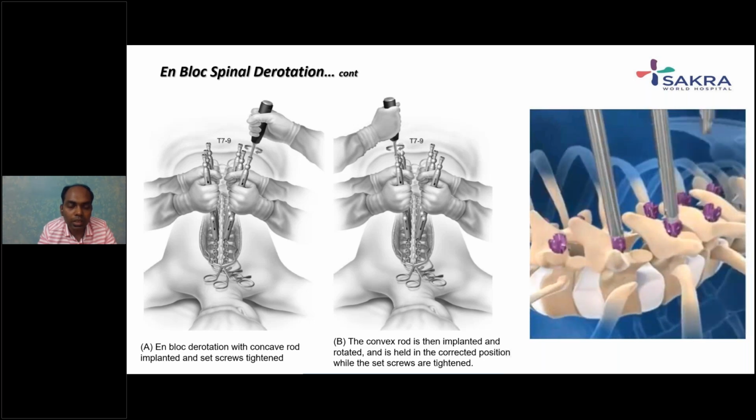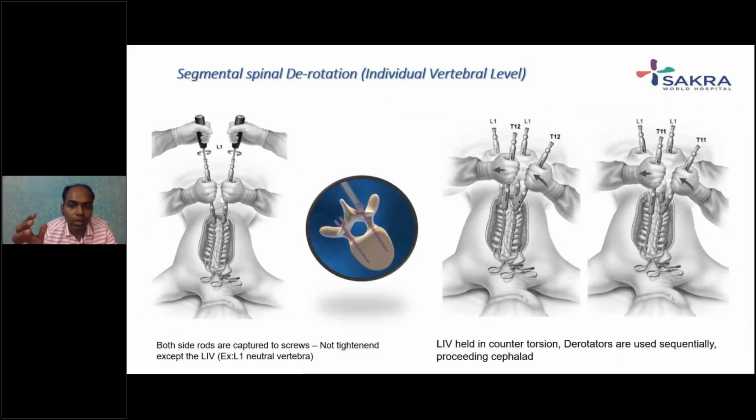So this technique differs from the previous technique, where the entire segment, say the apex with 2-3 vertebrae, is derotated. In this, each and every single vertebra is derotated. That's how it differs from the previous technique.